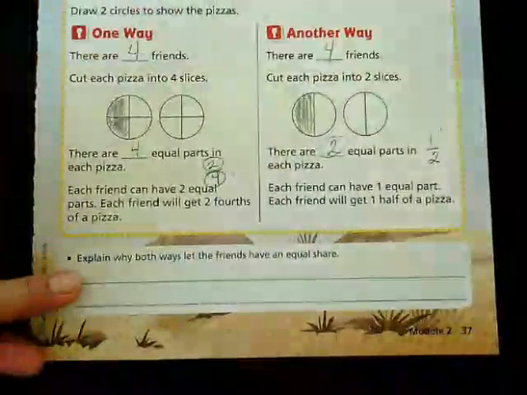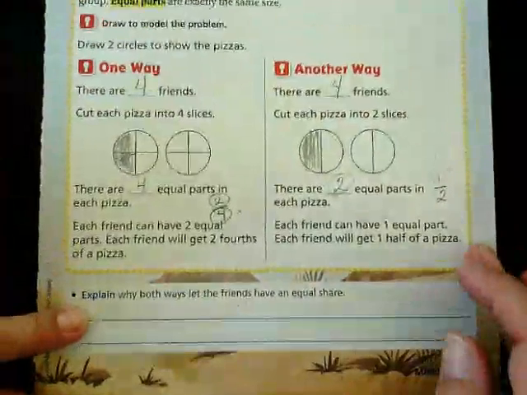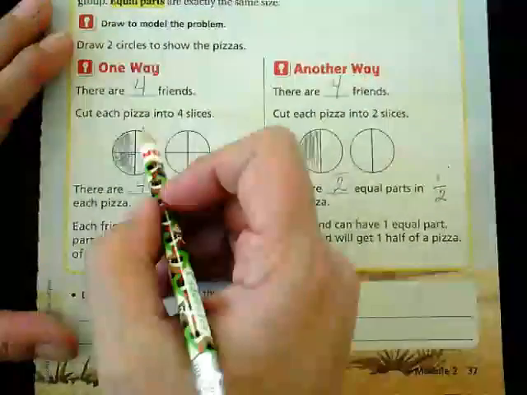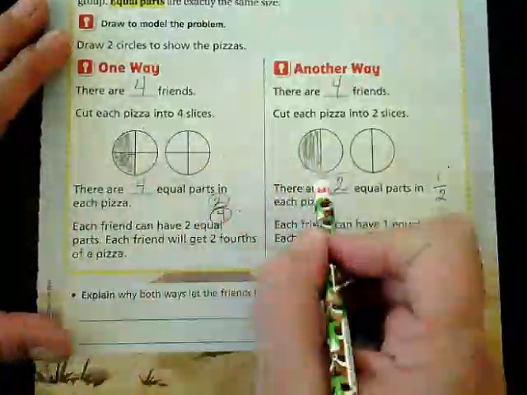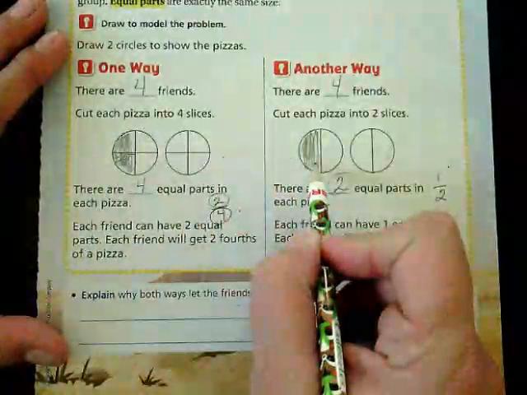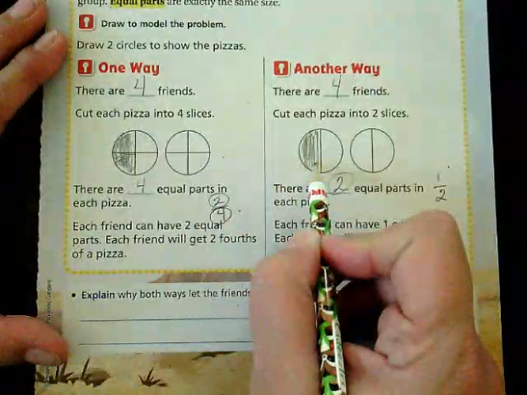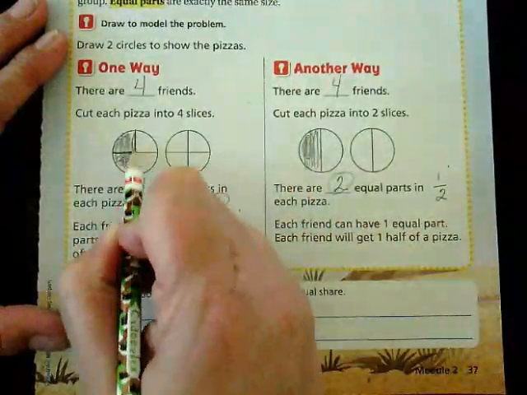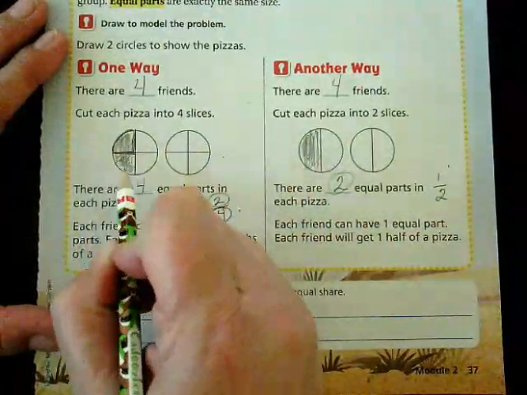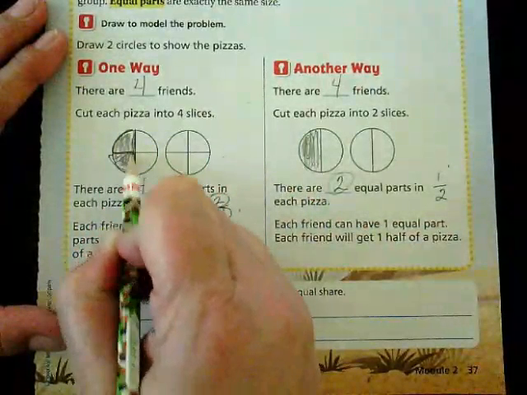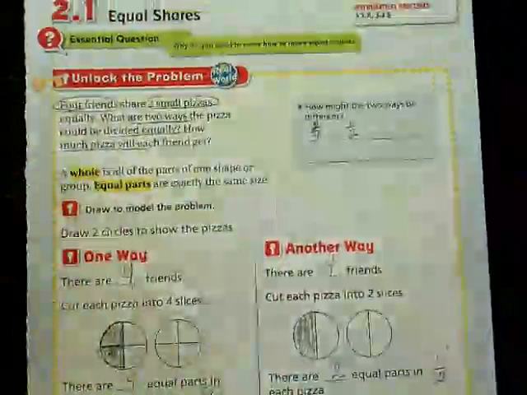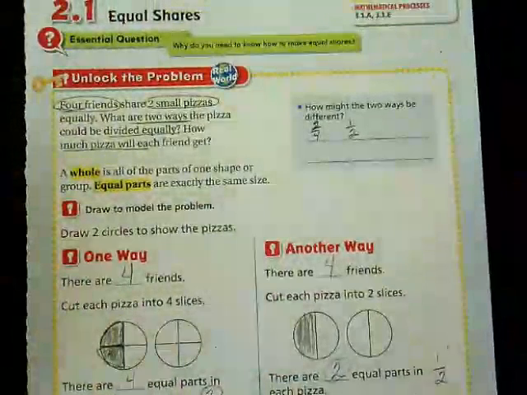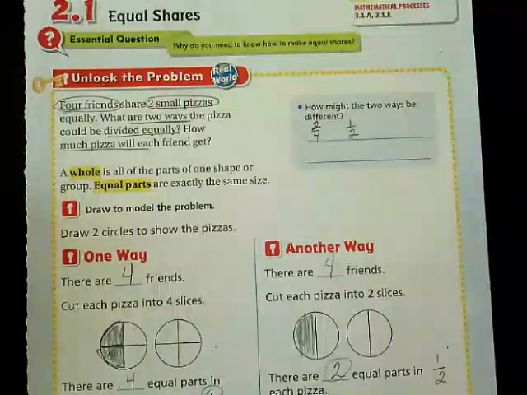So explain why both ways let the friends have an equal share. Well, I just did that. On this one and this one, they're still getting the same amount of the pizza, but on this one, we cut it into a smaller chunk. That's all. So instead of getting 1, they now get 2. Okay, so this is showing equal shares. Go ahead and watch the video on the next page to see how this works some more.